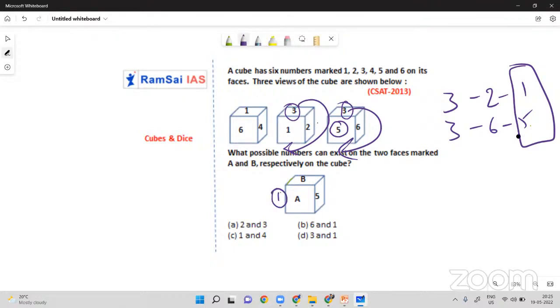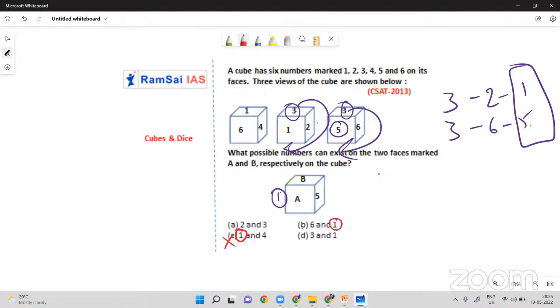Why? The same here, because 1 will be side of A, side of B. Then how can it be opposite? Impossible, na? So that's the reason. Now I'm going to eliminate those options which has 1 in that. So here option C, it has 1, eliminate it.